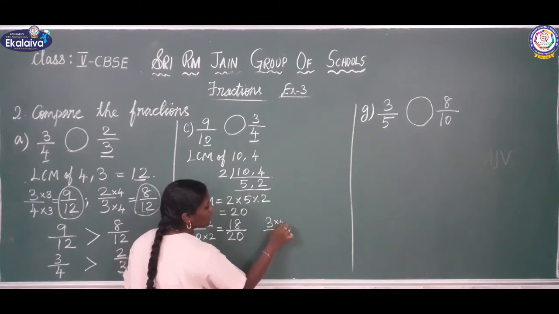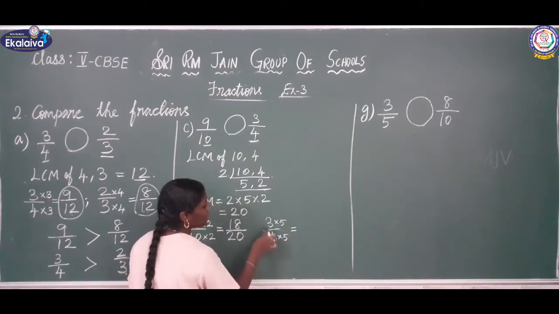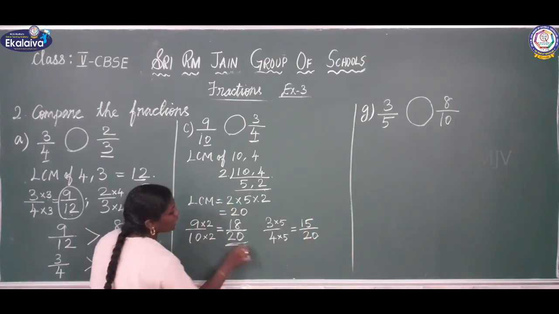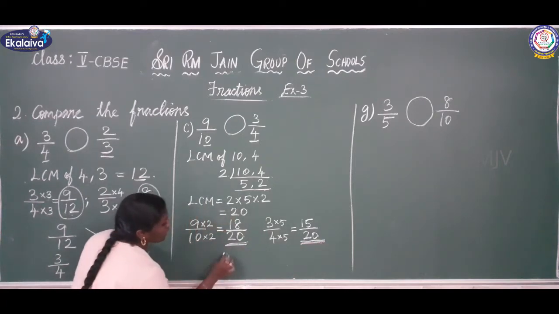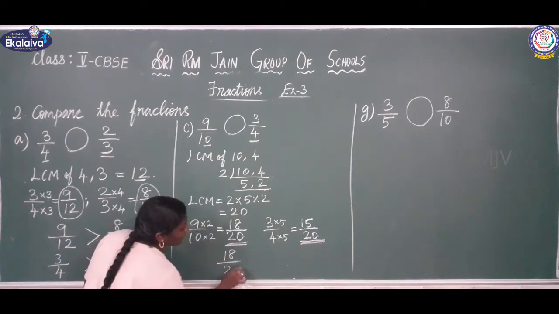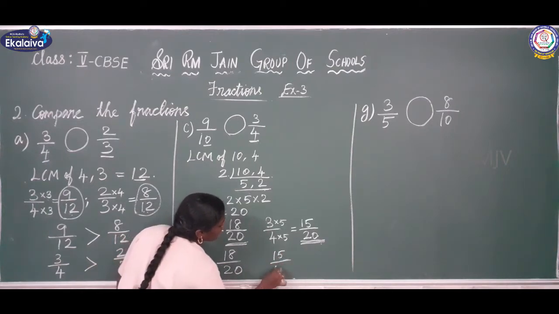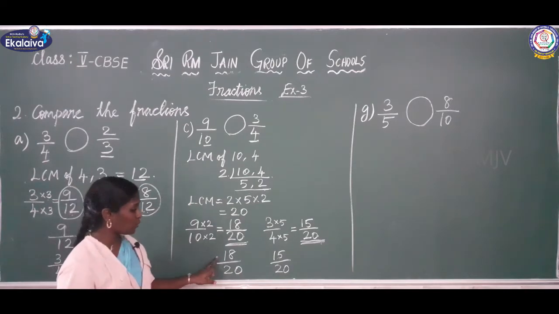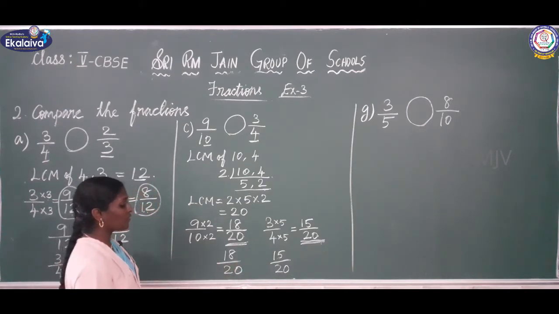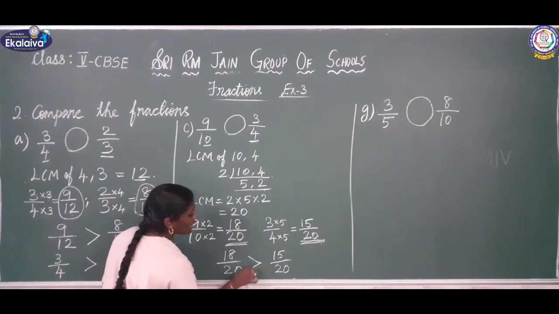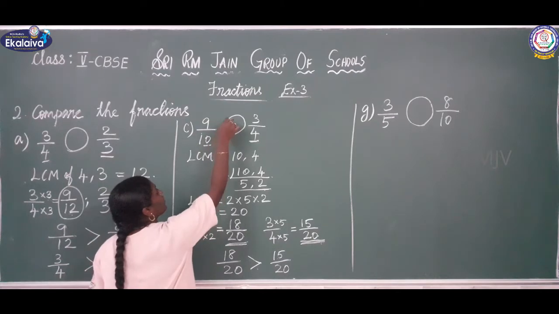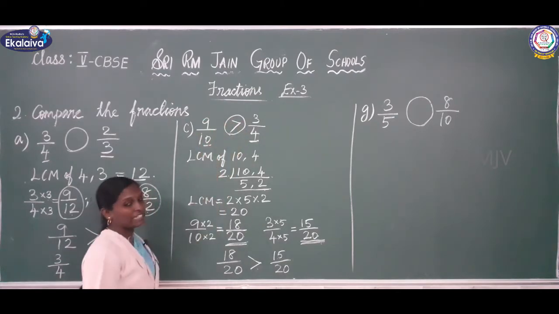So we have to multiply the numerator by the same number 5. 3 5s are 15, 4 5s are 20. Now we got like fractions, 18 by 20 and 15 by 20. Now we have to compare the numerators. Here the numerator is 18, here the numerator is 15. Which is greater? 18 is greater. So 18 by 20 is greater. So the fraction 9 by 10 is greater.